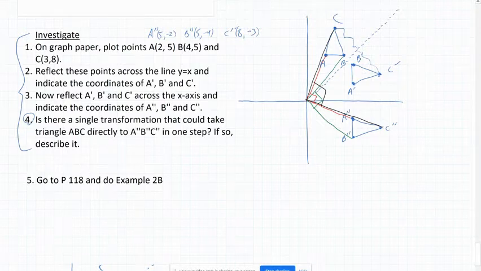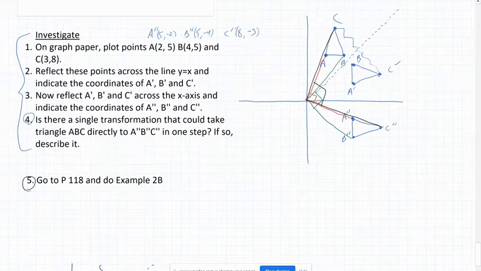Okay, and so when we combine 2 or more transformations together, we call that a composition of transformations. And so in this case, the composition of 2 reflections was equivalent to 1 single rotation.